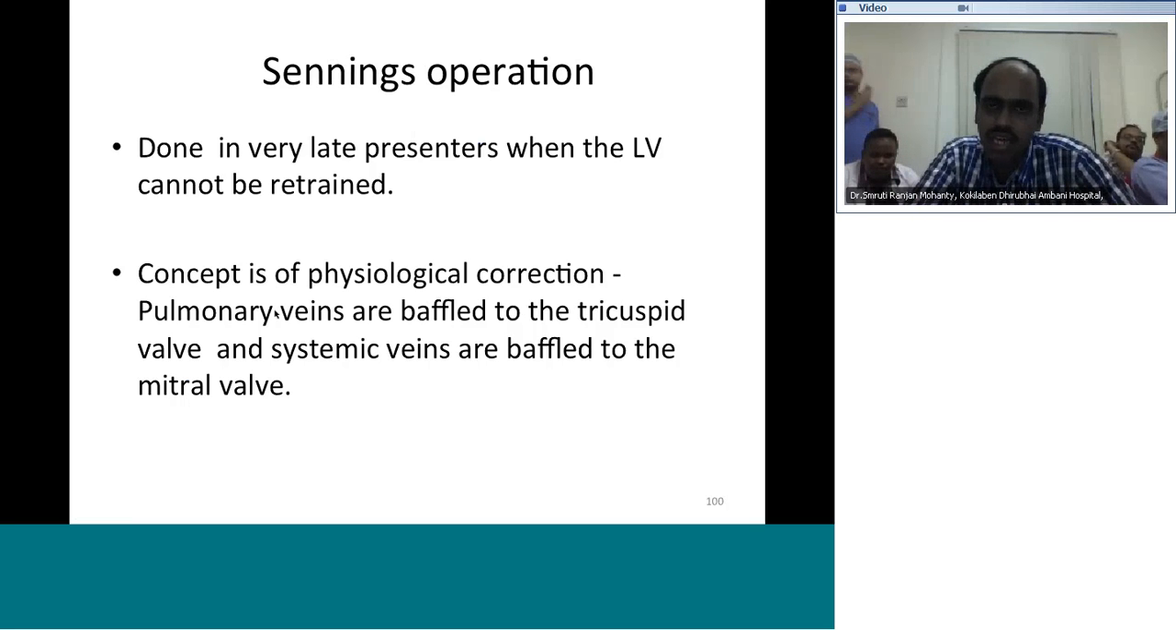Senning operation is done in late presenters. The patient is already presenting too late and the LV is completely regressed. LV cannot be trained, so then you do a Senning operation. The concept here is physiological correction. That means pulmonary veins are baffled to the tricuspid valve, and systemic veins are baffled to the mitral valve.